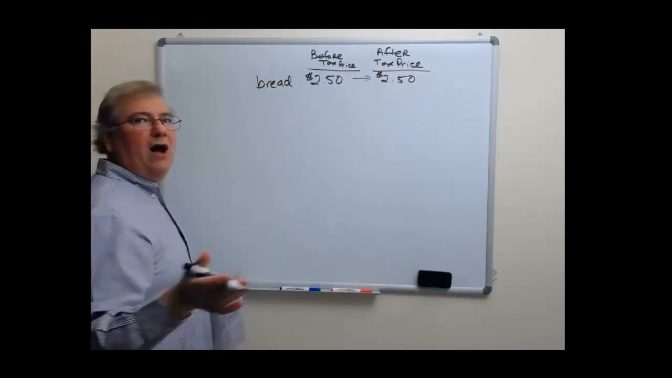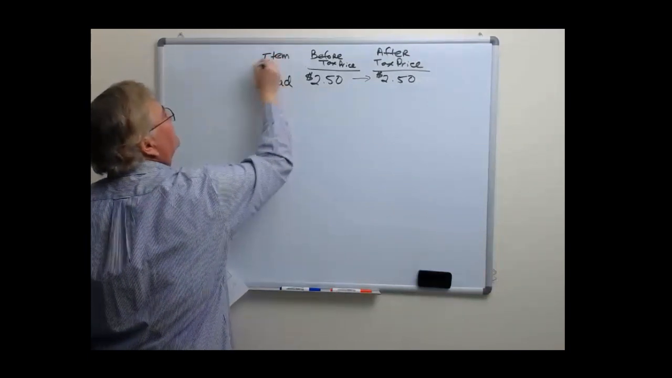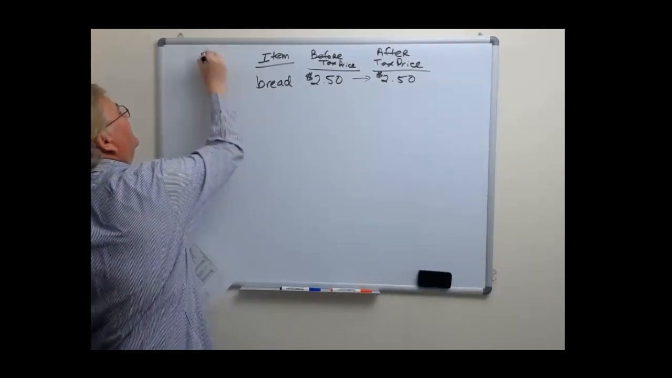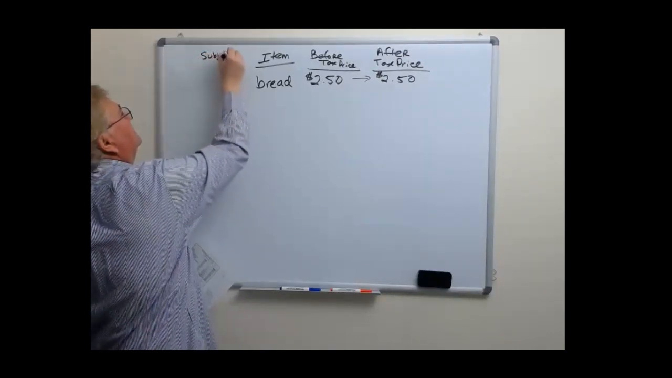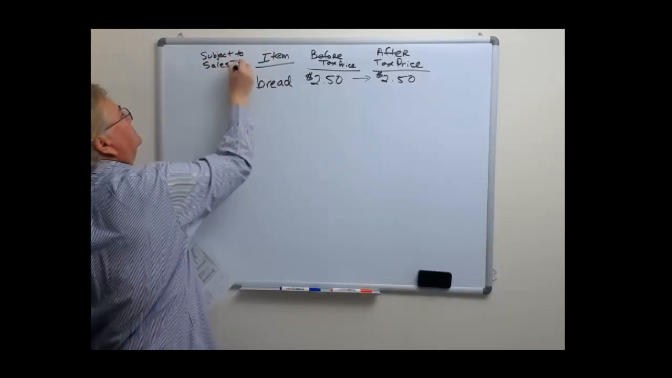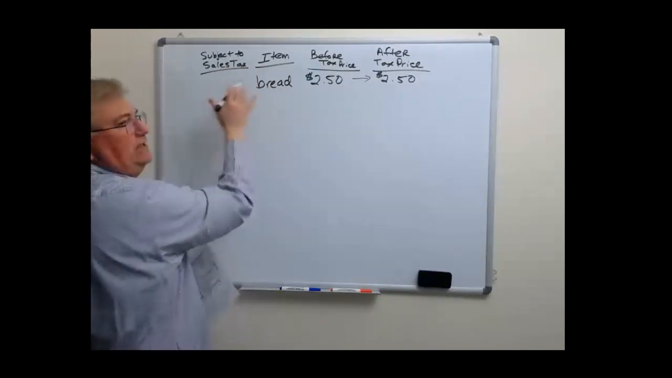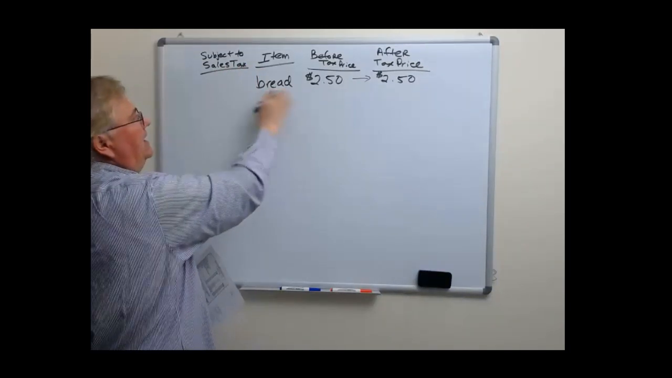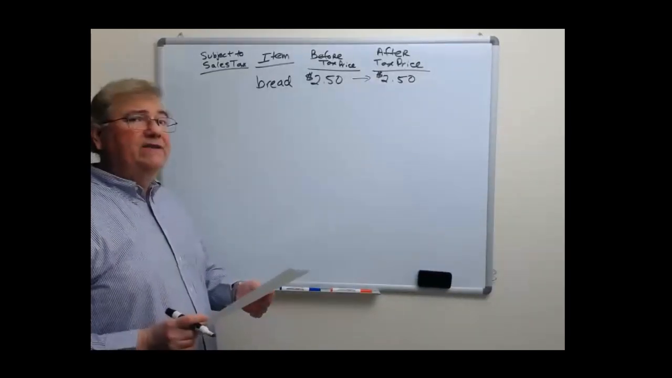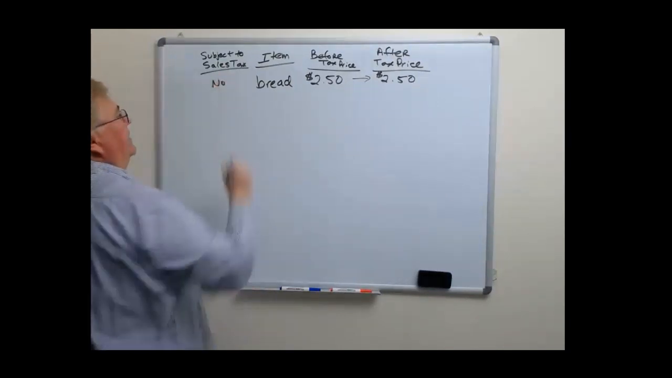So let's add two more column headings, shall we? This would be the item column, and then we're going to have a column here called subject to sales tax. And we're going to just basically check yes or no if the item is subject to state sales tax in this column. So as mentioned, bread is not subject to tax, so we're going to put a no here.